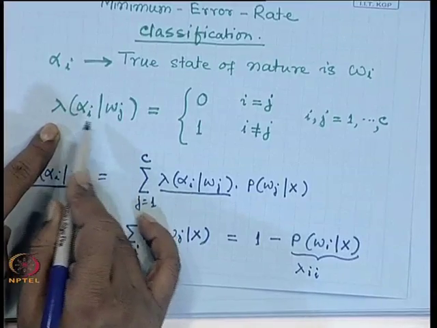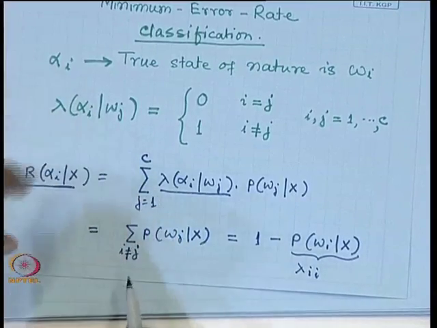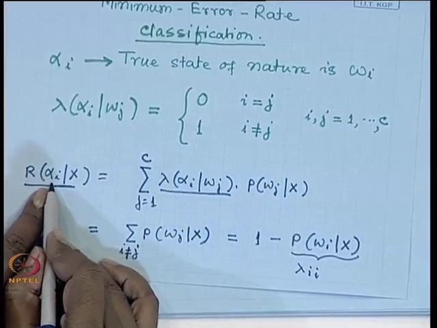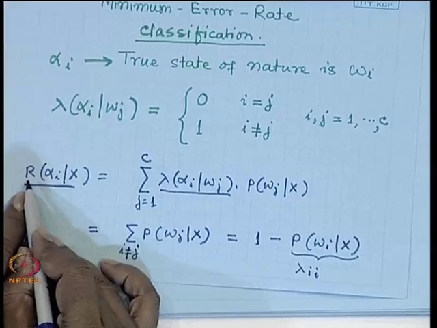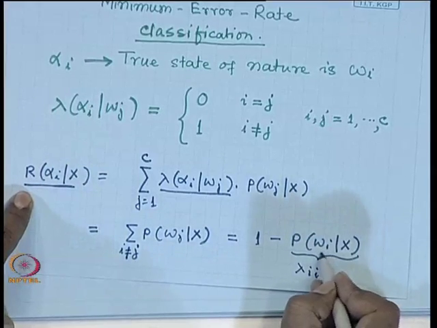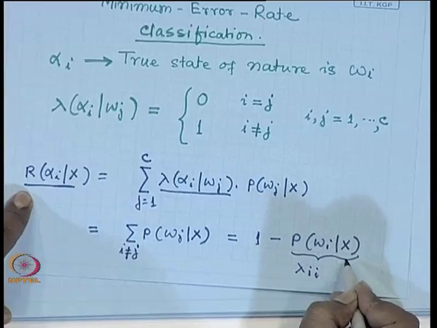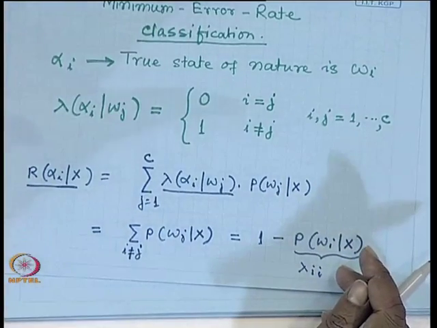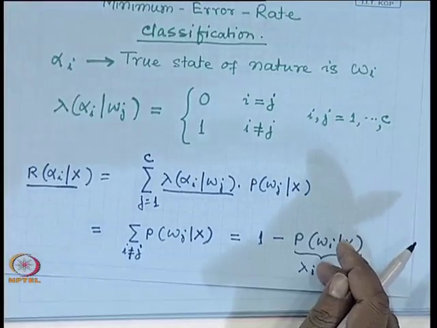So, for every action alpha i in my classifier, I have to compute this R of alpha i given x. For every class omega i, I have to compute this P of omega i given x. So, it is the number of classes or the number of actions that I define with my classifier, I have to compute so many functions. Then whichever function gives me either maximum or minimum, I take that particular action or decide in favor of that particular class.